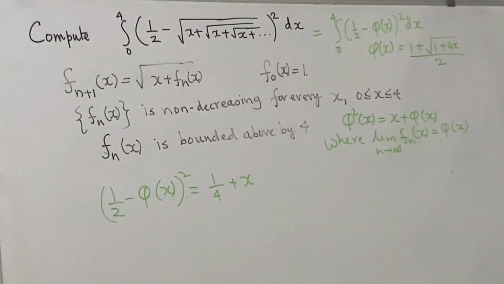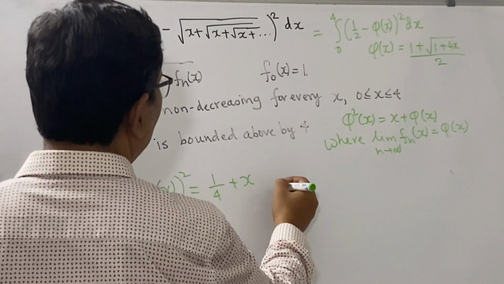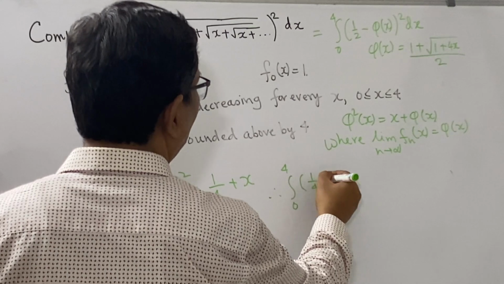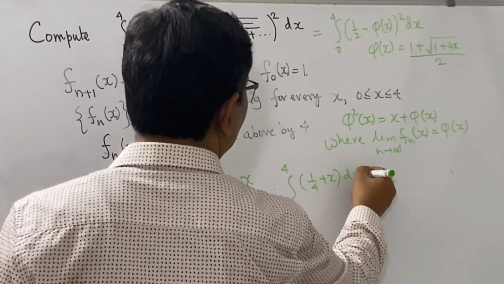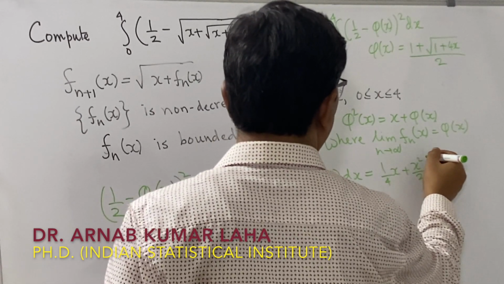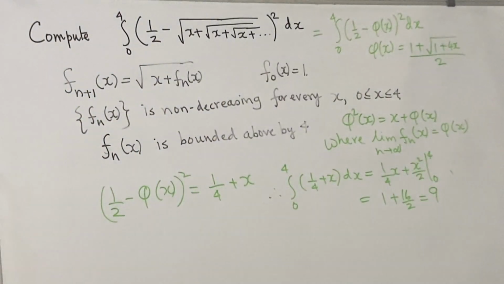This is the very interesting result that we have obtained: (1/2 minus phi of x) squared is 1/4 plus x. So therefore, the given integral is the integral from 0 to 4 of (1/4 plus x) dx, and now by simple integration, x/4 plus x squared over 2, evaluated from 0 to 4, which is equal to 9. So the integral is equal to 9. Thank you.